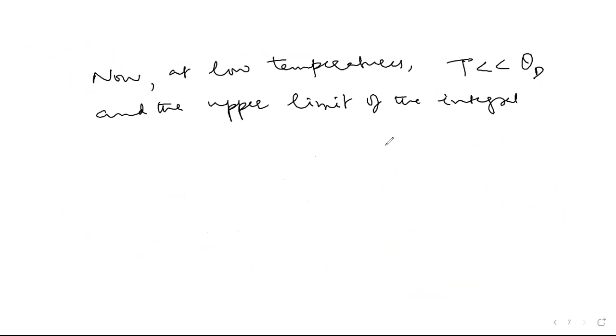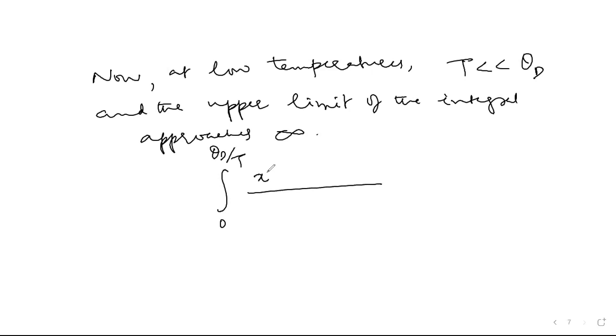So the limit of the integral as the upper limit approaches infinity. Now this integral in this limit, let me write this integral again. What is my integral? 0 to theta D over T, x^4 e^x over (e^x minus 1)^2 dx.